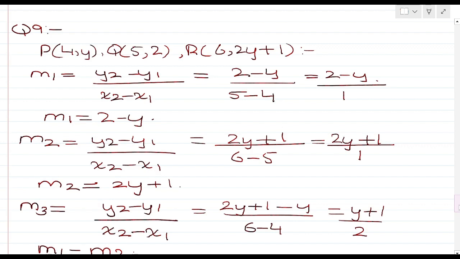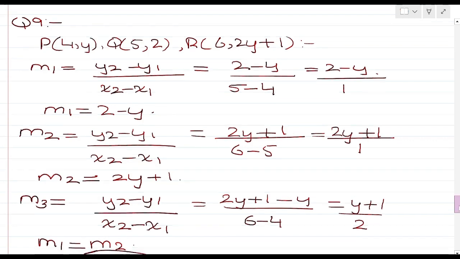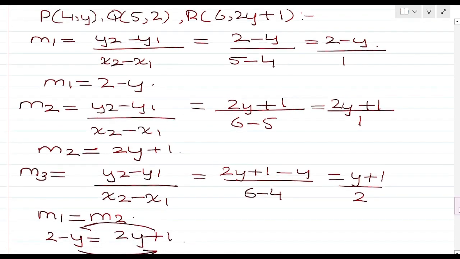In the second gradient, which will be of Q and R, we will write (2y plus 1) divided by (6 minus 5), and that will be equal to 2y plus 1 only. And for m3, we have (2y plus 1 minus y) divided by (6 minus 4), so that is (y plus 1) divided by 2. So we need to basically find the value of y.